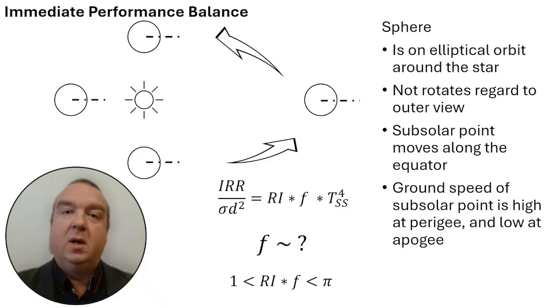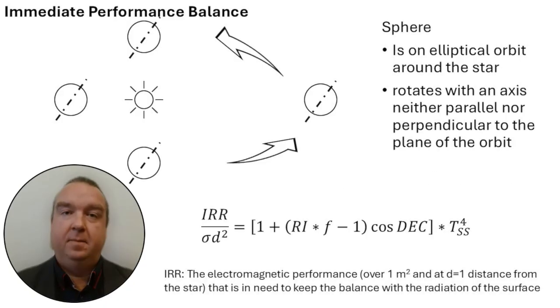We can only know that the rotation index modified with this f function must also be between 1 and pi. There is only one situation left, when the sphere is on an elliptical orbit around the star and the rotational axis is neither parallel nor perpendicular to the plane of the orbit. This is the situation where we live. We can put together the findings we did before. So the performance balance equation between a sphere and a star would look like this in general form.